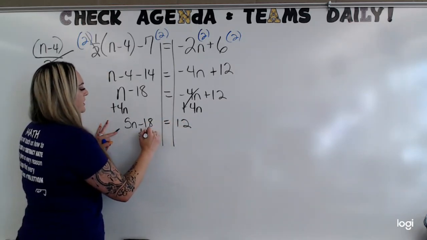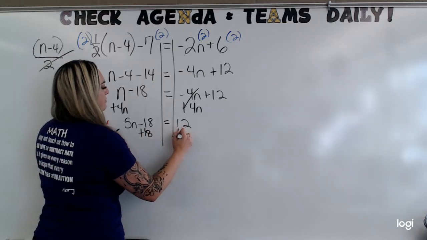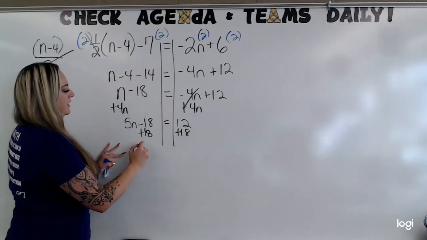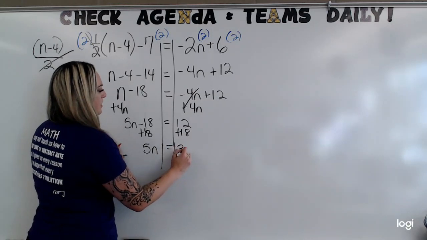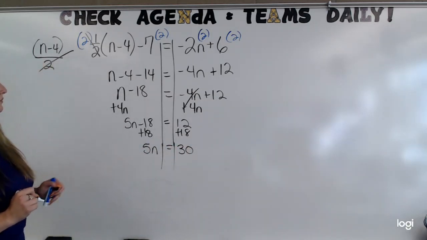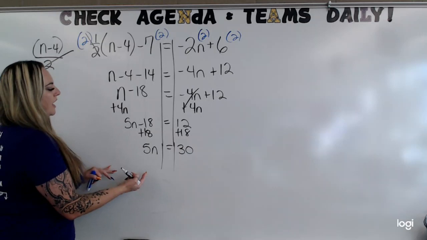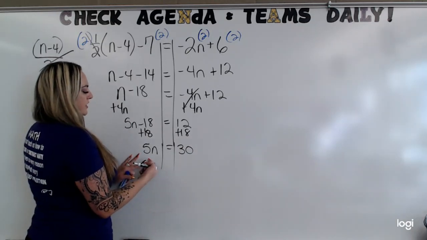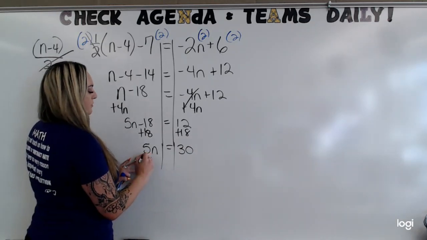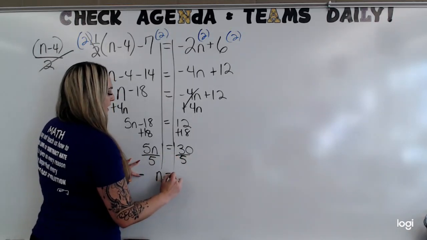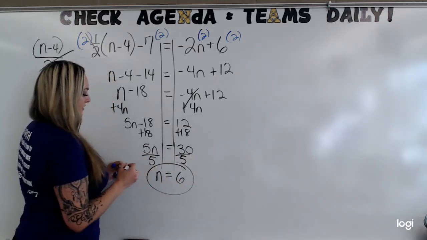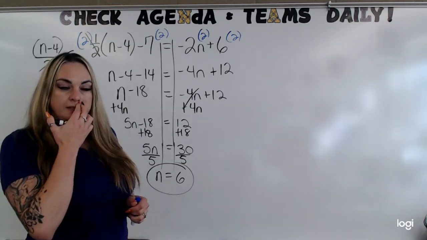Finally, I'm going to add 18 to both sides. And that's going to give us 5n equals 30. Undo this division, or excuse me, this multiplication with division, and we can see that n equals 6. 30 divided by 5 is 6.